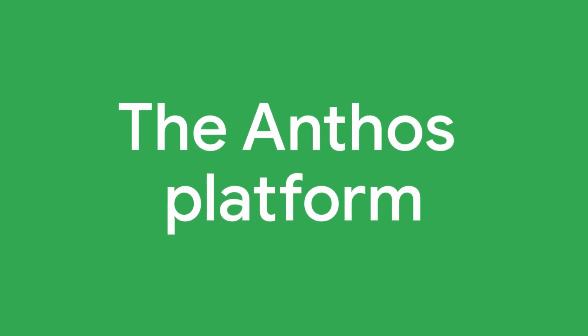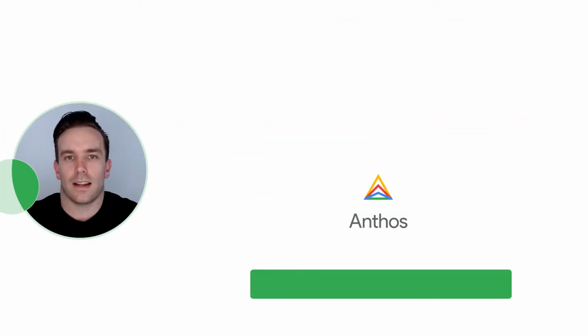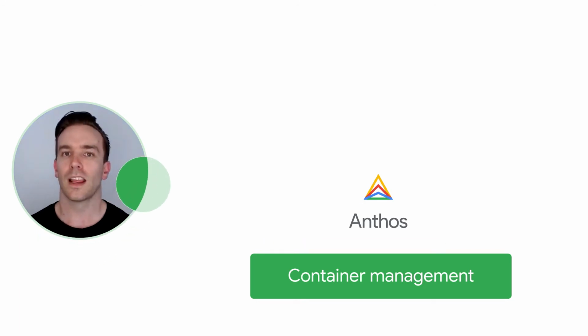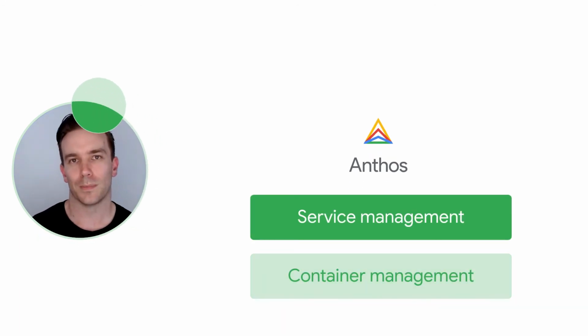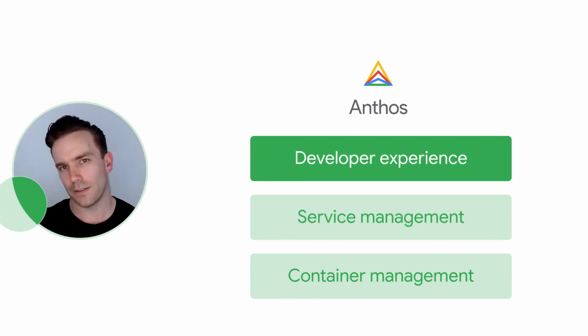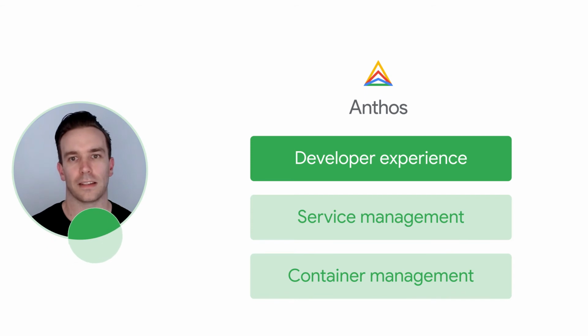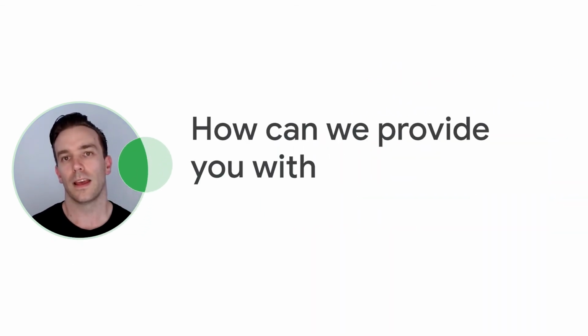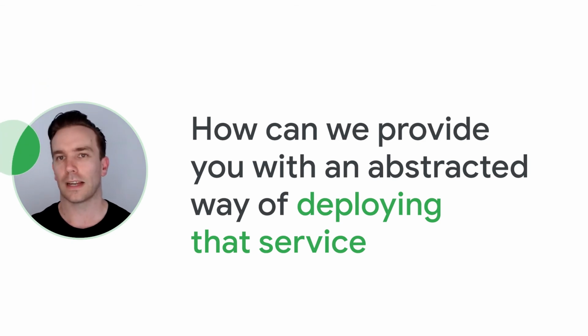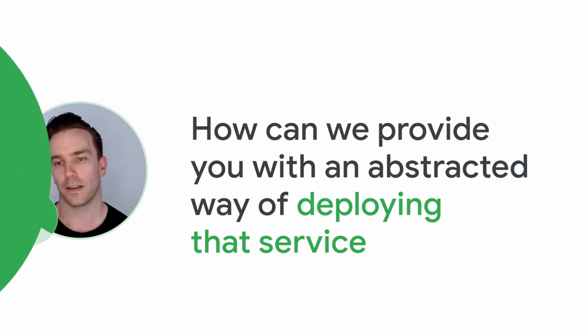As we go through, we start to think about Anthos. Well, if we start at the foundational layer, obviously we need a container management solution. But as we go up, we start to think about a service management layer. Then as I go up the stack, I need to think about, well, what about the developer experience? If you've got a stateless service, how can we provide you with an abstracted way of deploying that service on top of Kubernetes without actually needing to define the Kubernetes manifests themselves?